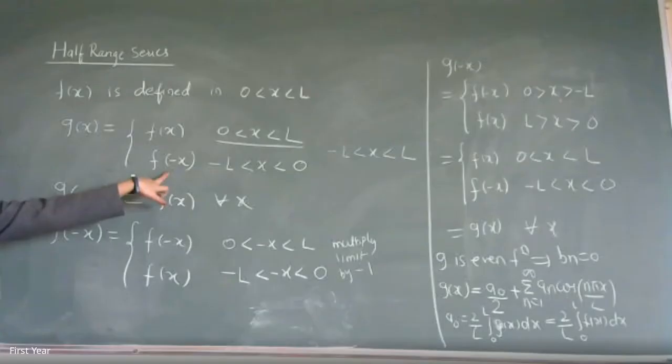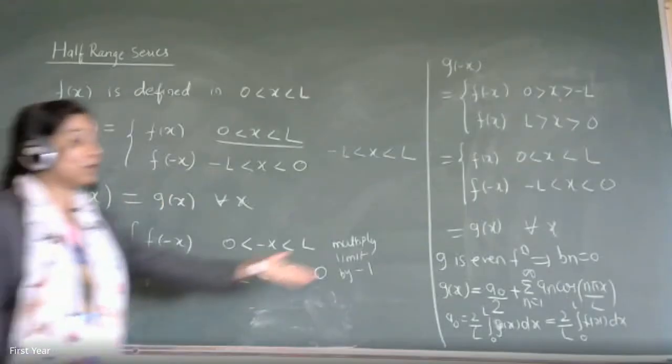Up till this it is clear to everyone. So if the same element goes from minus L to 0, then the function value will become f of minus x. Correct. But we don't want to use it. Why? Because it is an even function.